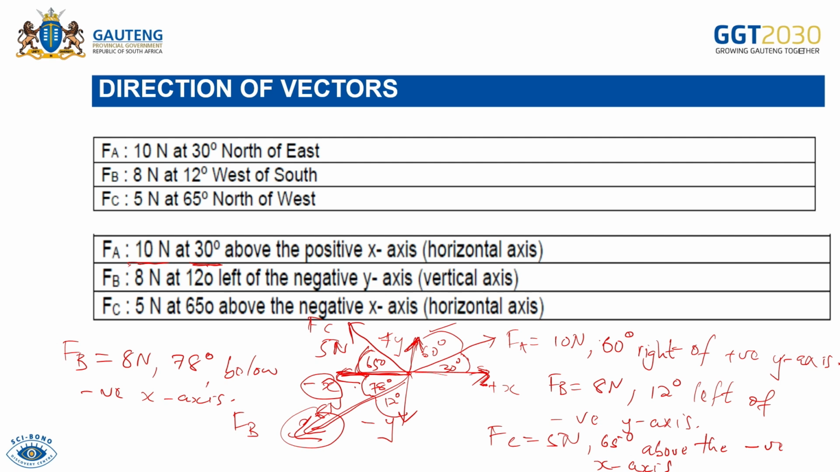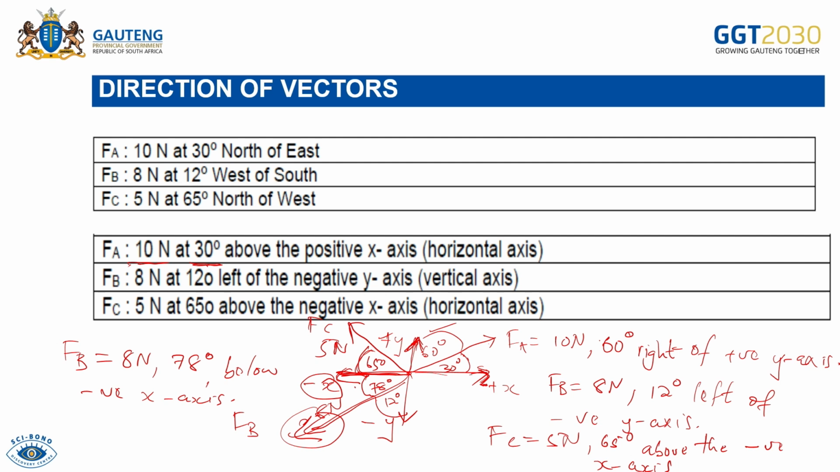Do they always tell you above the positive y axis? Okay, so here, learners, I don't want you to get confused, right? Just choose a method that is going to work for you. But I think at the beginning, you should know all the different ways or methods that we can use to give the direction of a vector.